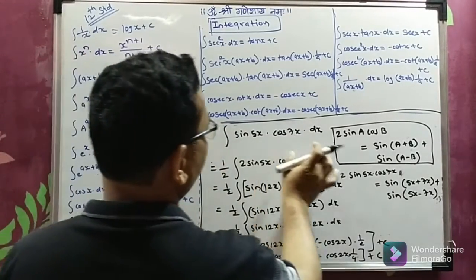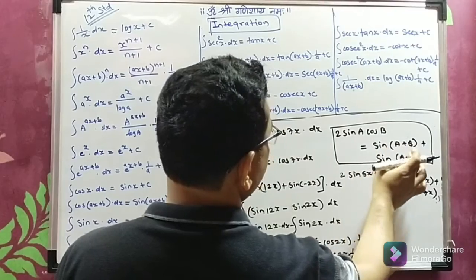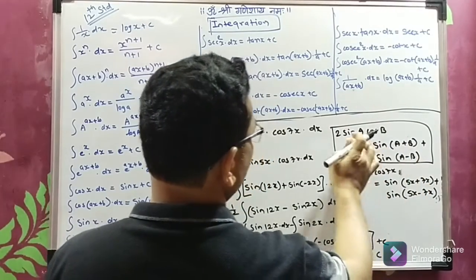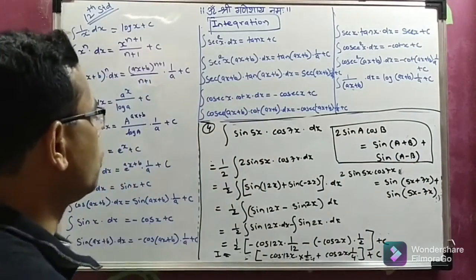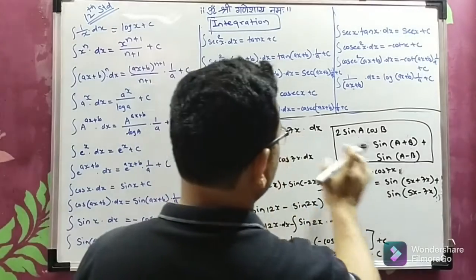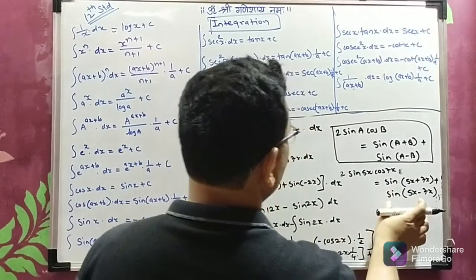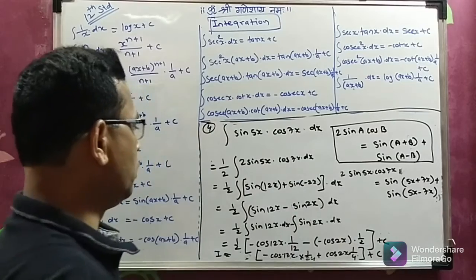Here we have used the trigonometric formula, that is sin a plus b plus sin a minus b is equal to 2 sin a cos b. So we have put this sin 5x and cos 7x into this formula and we found this solution.